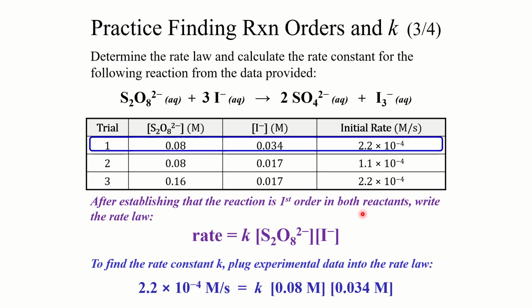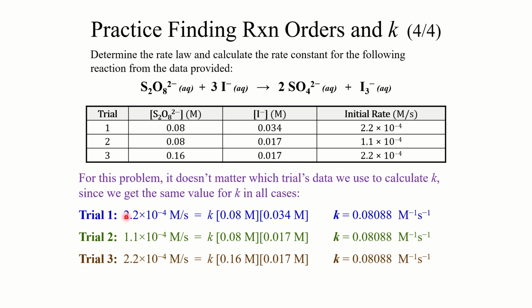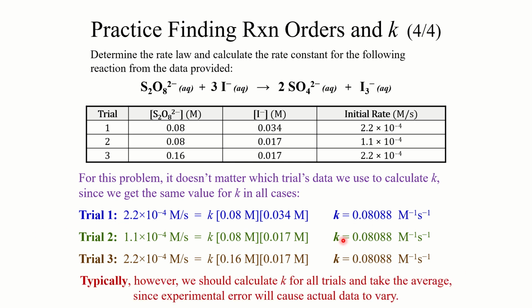If you want to find the rate constant K, plug experimental data into the rate law. You can choose any of the 3 trials here, and it should work out the same. So if I plugged in trial 1, plug in 0.08 here, 0.034 here, and 2.2 times 10 to the -4th here, and solve for K. On this slide, I have shown the work for all 3 trials. Again, it doesn't matter which one you do.